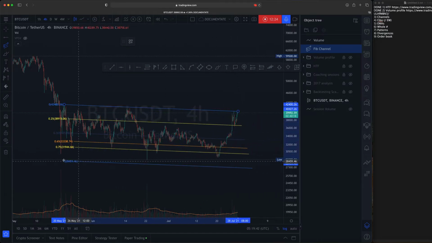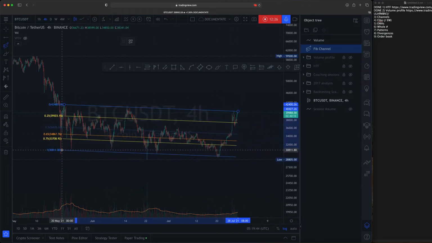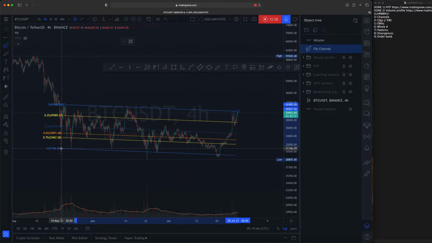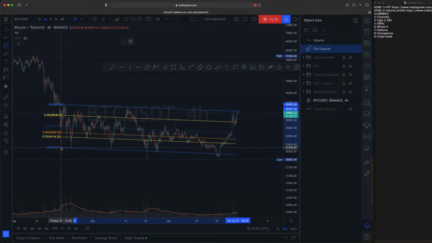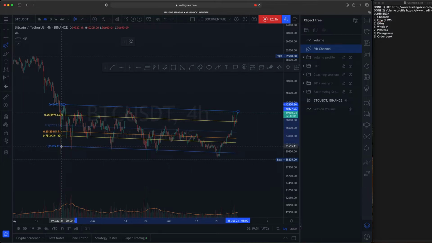Okay. I'm trying to get as many touching points as possible, but only trying to get the wicks. But it's an area, so it doesn't quite matter. All right, so this would be the channel that we are in, but we are at the top of the channel and building a bit around it.